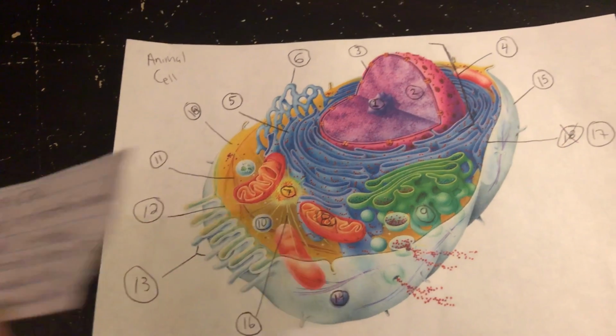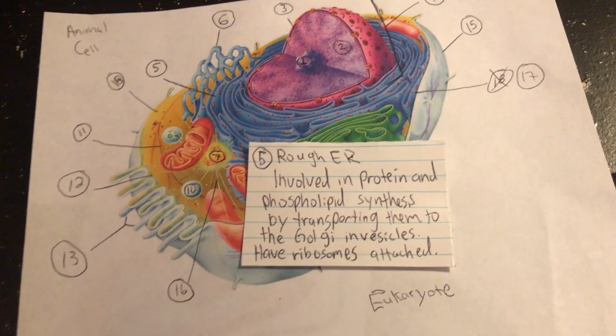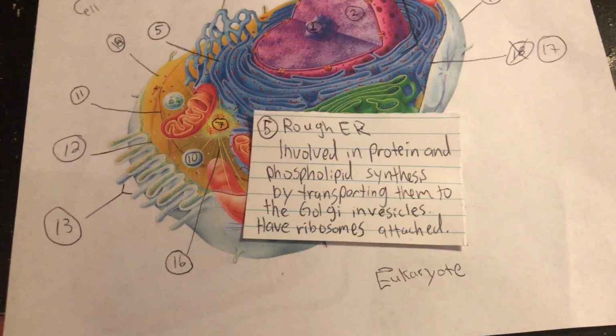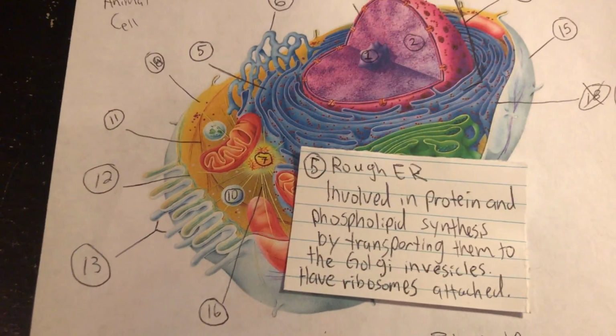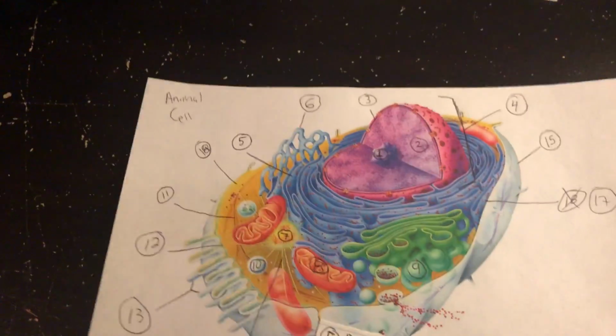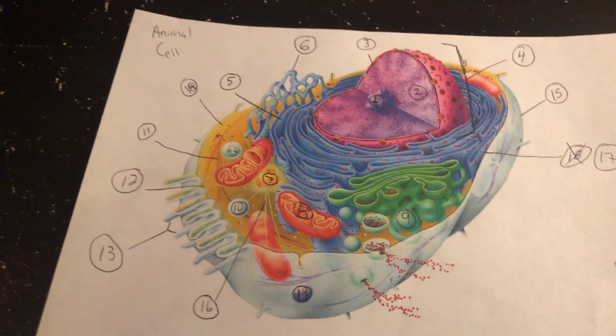Next, I'm going to talk about the rough ER, and that's involved in protein and phospholipid synthesis by transporting them to the Golgi apparatus in vesicles. They have ribosomes attached. As you can see, those little brown spots all around it. That's how you can distinguish the rough ER from the smooth ER that we'll get to next.